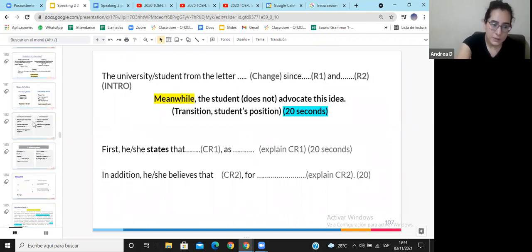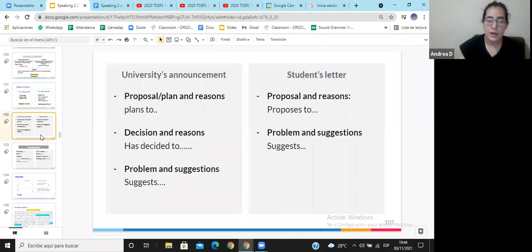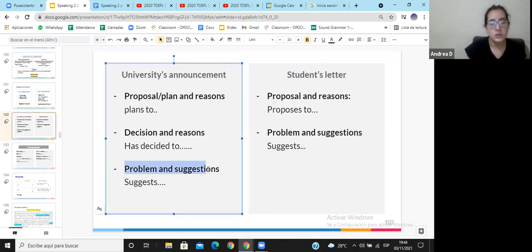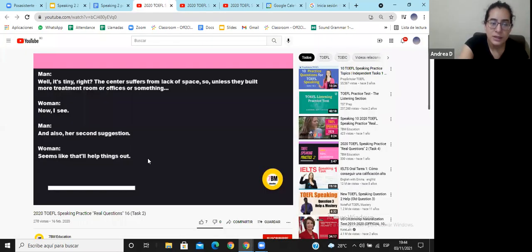And sometimes, now this is really rare, I guarantee you're not going to see this that much, but sometimes instead of a change and 2 reasons, you have a problem and 2 suggestions. That's also something that I've seen maybe once or twice. I don't think it's been more than that. And it's still the same. Look at this, for example.